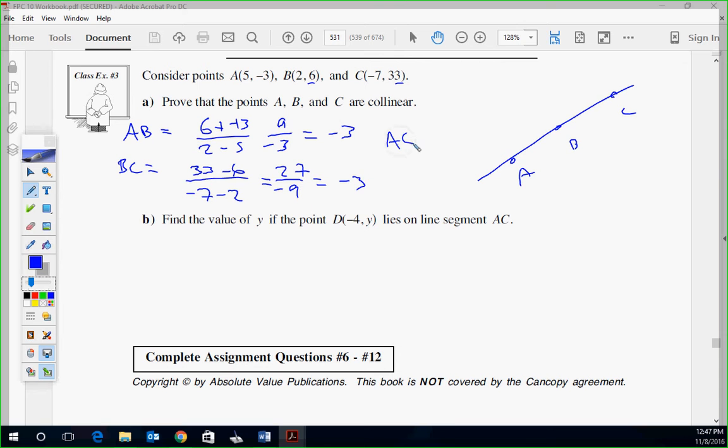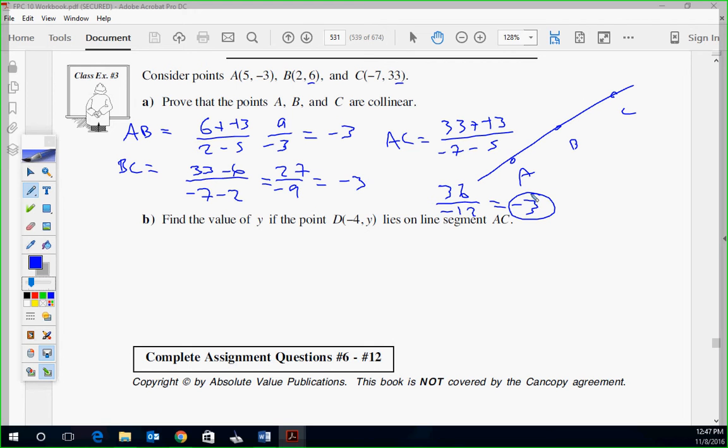A to C, 33 minus negative 3. That's minus a minus. Negative 7 minus 5. That's plus. 36 over negative 12 is negative 3. Okay.